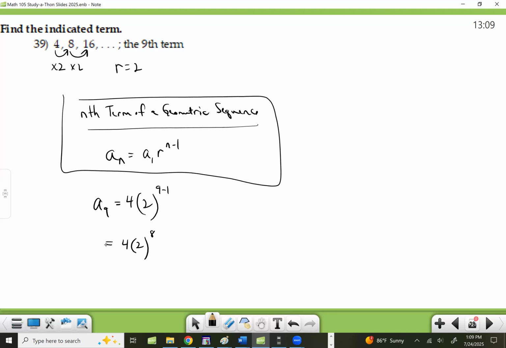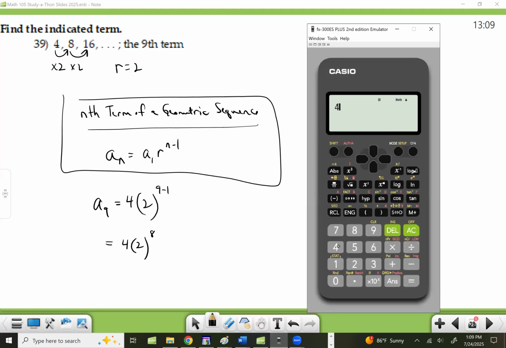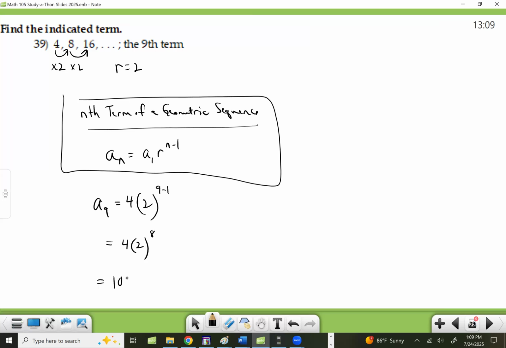I would just put it in my calculator because these get pretty big, you guys. Oh, that wasn't that big. I probably could have done that one by hand, but there we go. 1024. So a good note card is going to make all the difference.